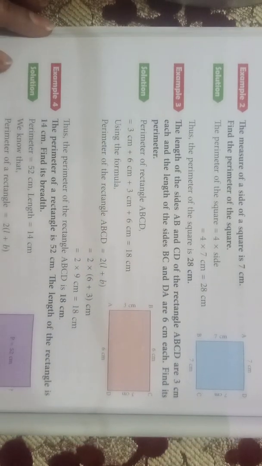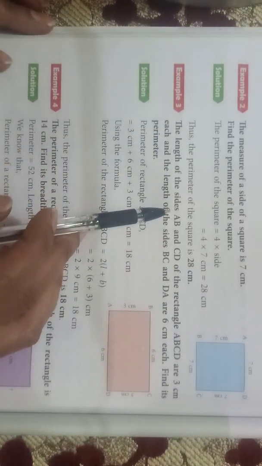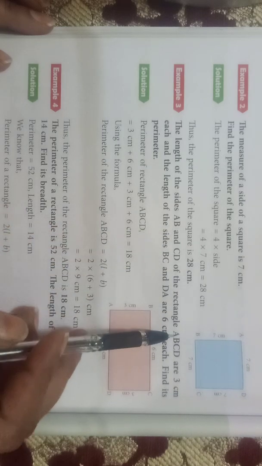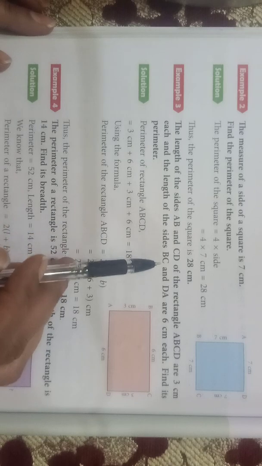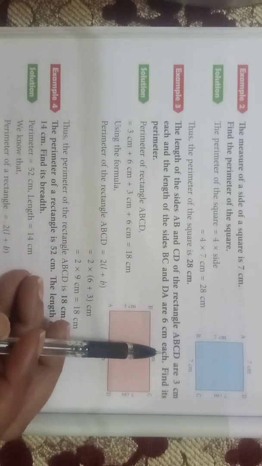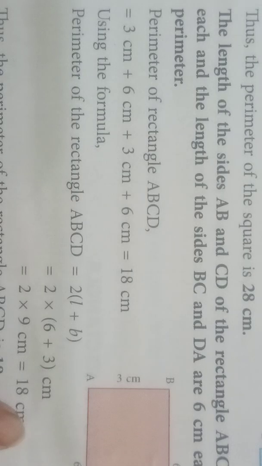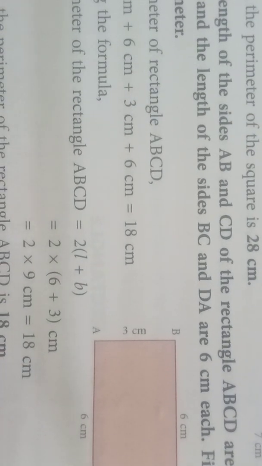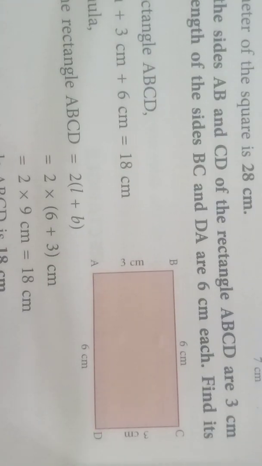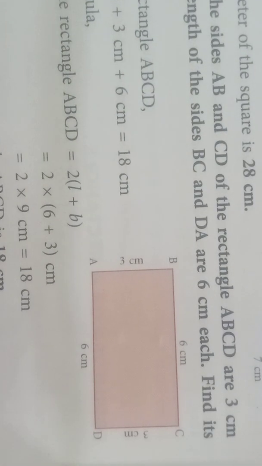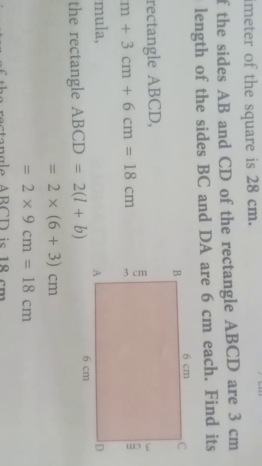Now let's see another example. The lengths of the sides AB and CD of the rectangle ABCD are 3 cm each, and the lengths of the sides BC and DA are 6 cm each. Find its perimeter. Here they have given a rectangle. As you all know, in a rectangle opposite sides are equal. So they have given the length and breadth of it. So let's find how to do it.